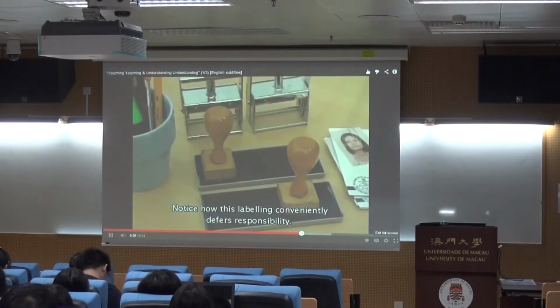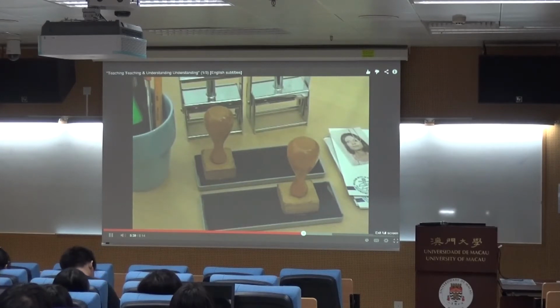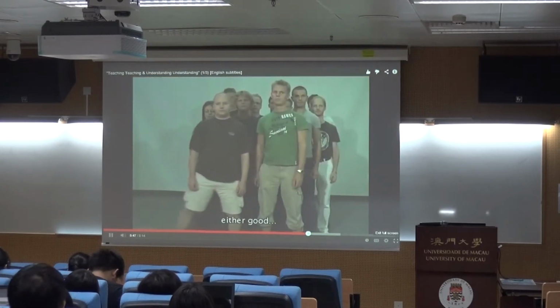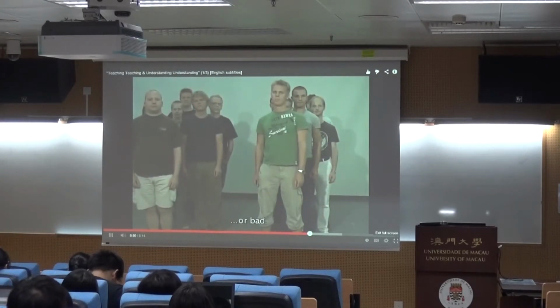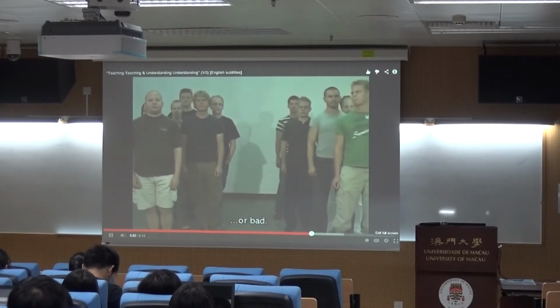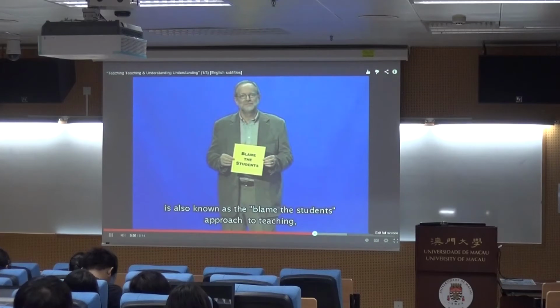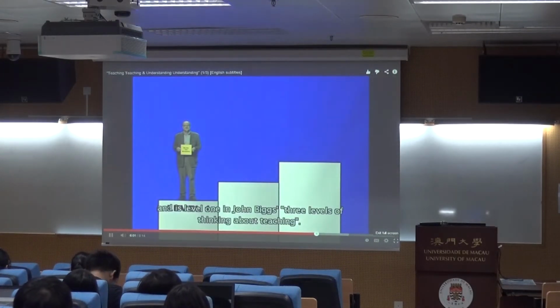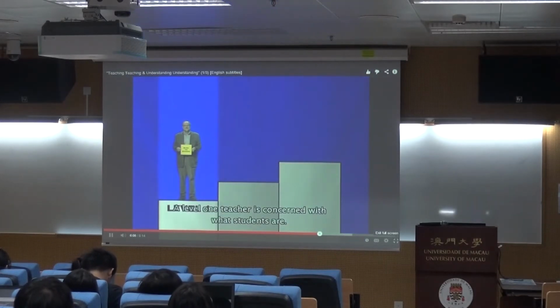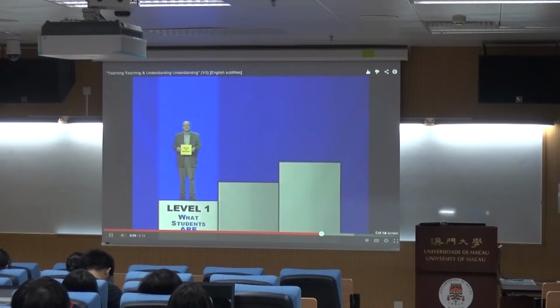Notice how this labeling conveniently defers responsibility. In particular, we cannot do anything about it. It's just the way students are, either good or bad. This good student, bad student perspective is also known as the blame the students approach to teaching, and is level 1 in John Biggs's 3 levels of thinking about teaching. A level 1 teacher is concerned with what students are. For him, the exam is a matter of sorting the good students from the bad.